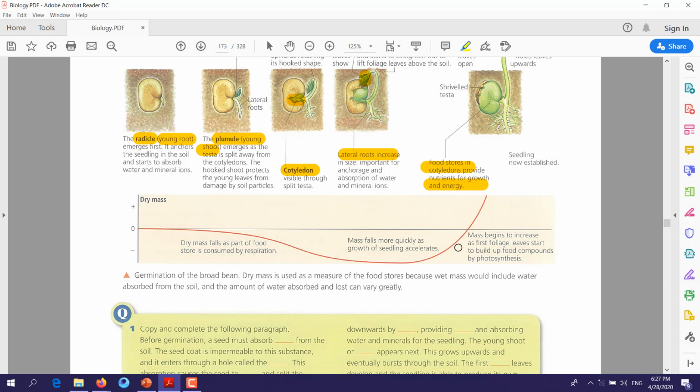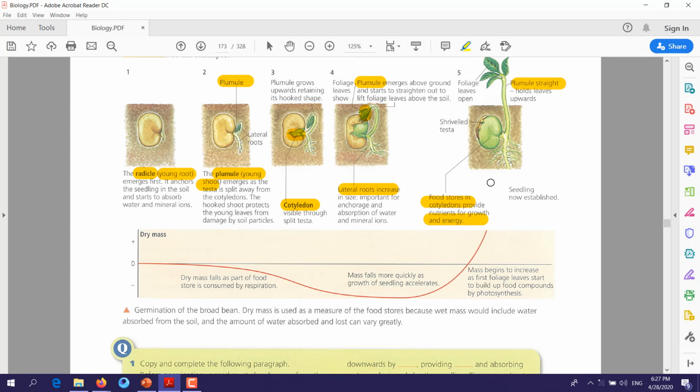Until here we will see it start increasing. Why will it start increasing? In this step, the foliage, these leaves, when they go up, they open. Now these leaves, as we know, are responsible for the process of photosynthesis. They will start making more food and sending it to the parts of the plant, and now the plant will start increasing in mass. So mass begins to increase as the first foliage leaves start to build up food compounds by photosynthesis.